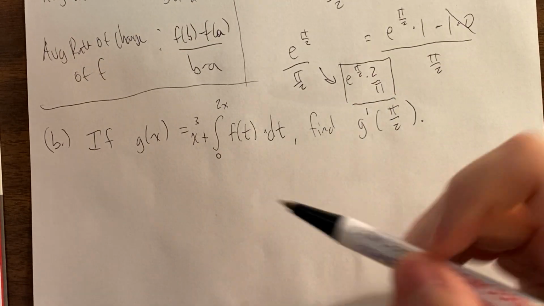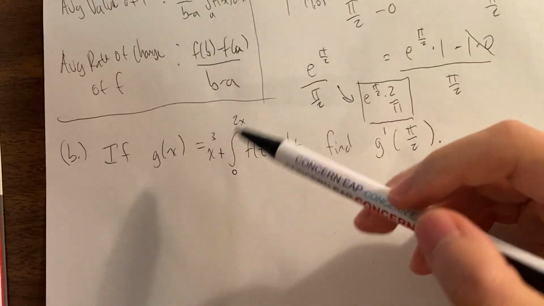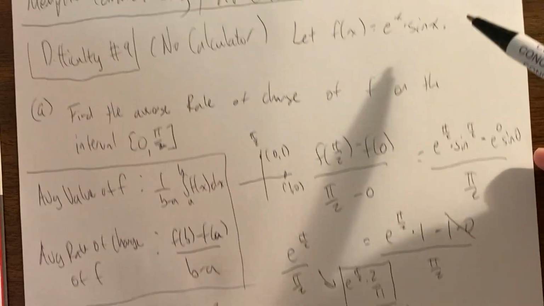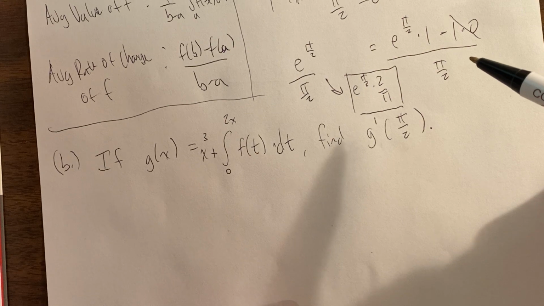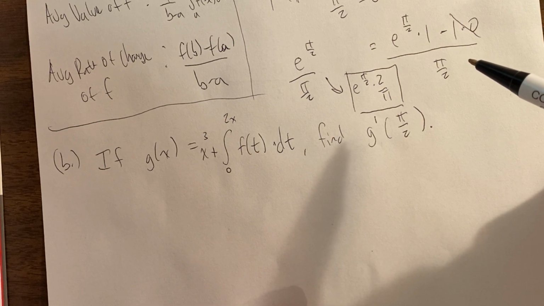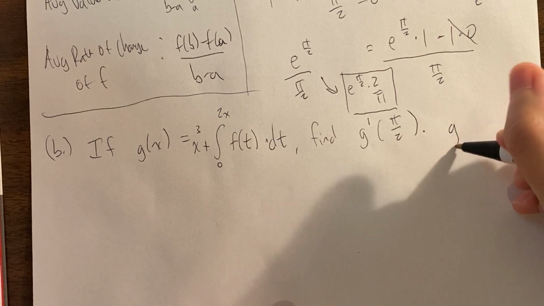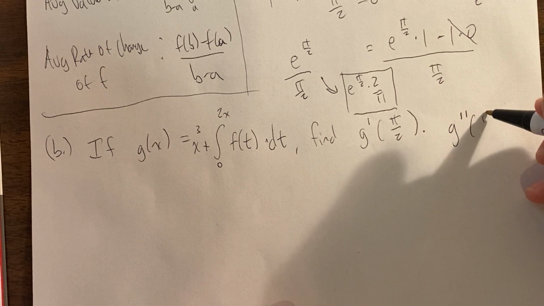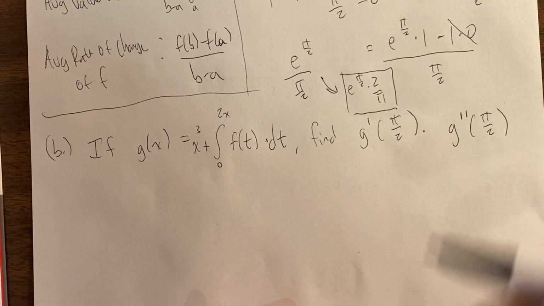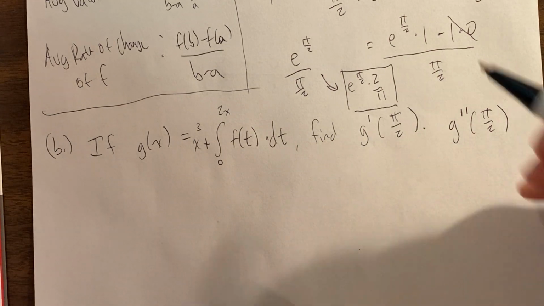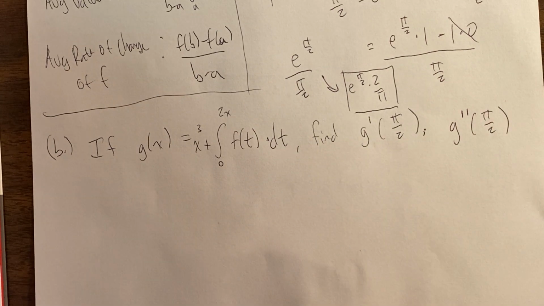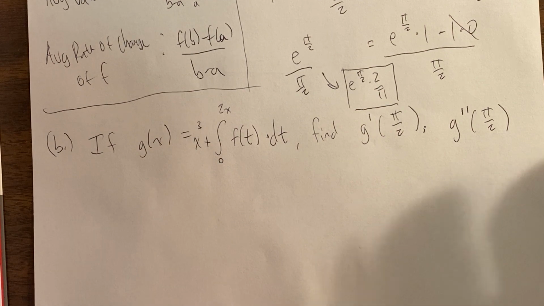The next question is, if g of x is defined as x cubed plus the integral of this function, what they want us to do is find g prime of pi over 2. Let's add to this. Let's try to find g double prime of pi over 2 as well. You might not like to add questions to your test, but here we're just having fun, so we might as well spice it up a little bit.